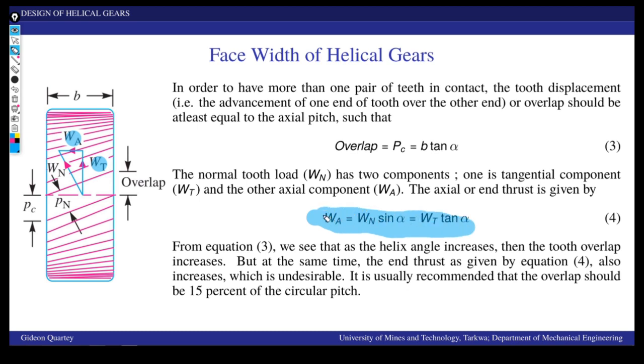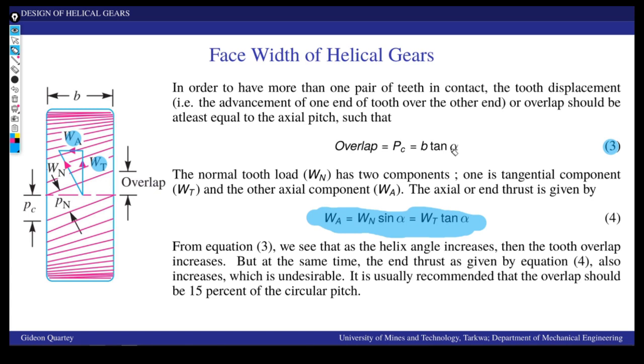Right, so we have WA, the axial component, equal to WN sine alpha, where alpha is the helix angle, which is equal to WT tan alpha. So with this we can determine which component we want. From this equation here, equation 3, we see that as we increase the helix angle, the tooth overlap will also increase.